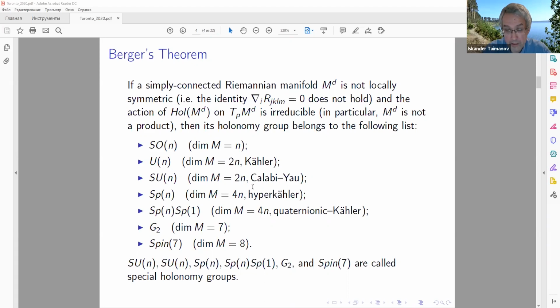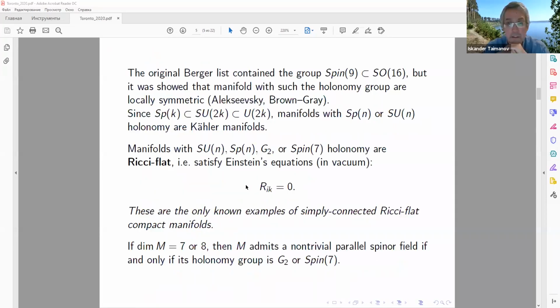Such manifolds with special holonomy attract a lot of interest from geometers for many reasons. I would like to mention that the original Berger list contained the subgroup Spin(9), which is realized as a subgroup of SO(16). But in the late 60s, it was shown that such a manifold has to be locally symmetric. It was independently proved by Dmitry Alekseevsky and Brown, Gray.